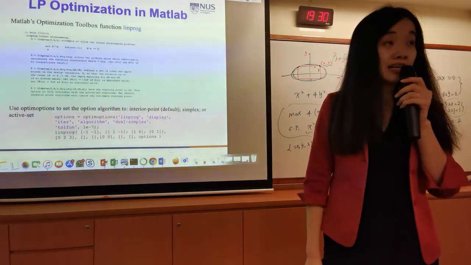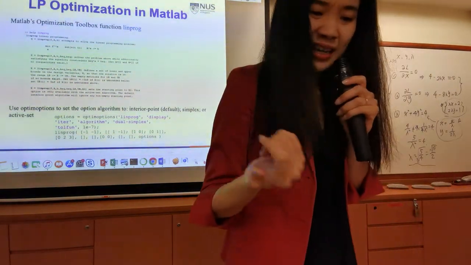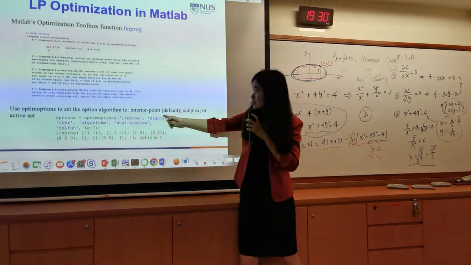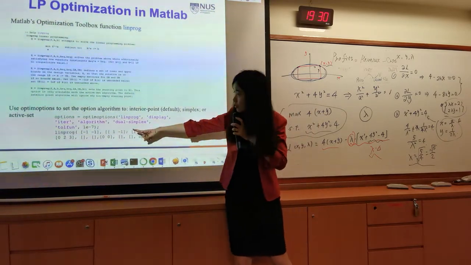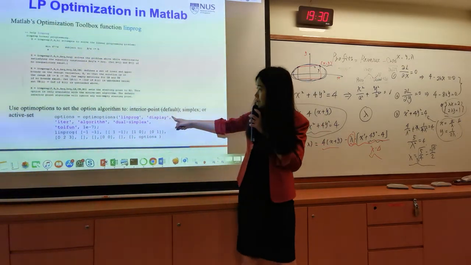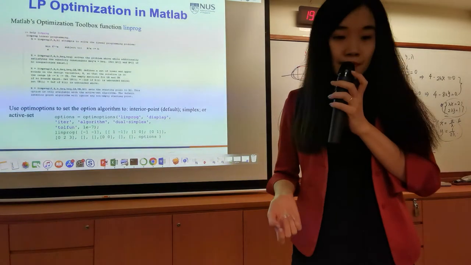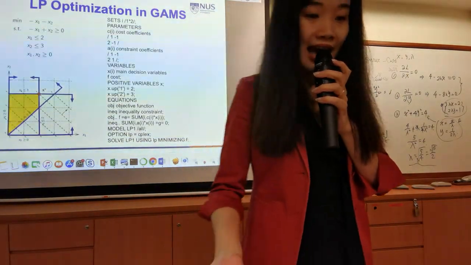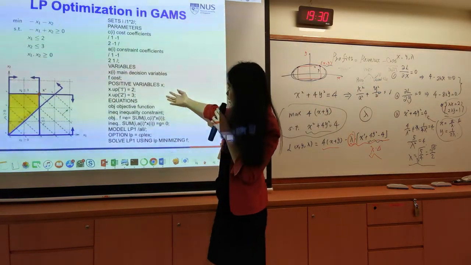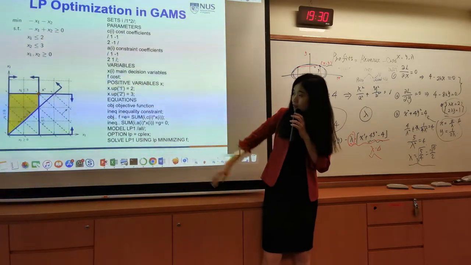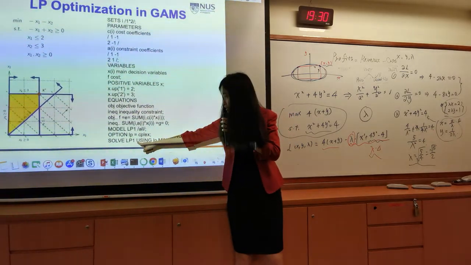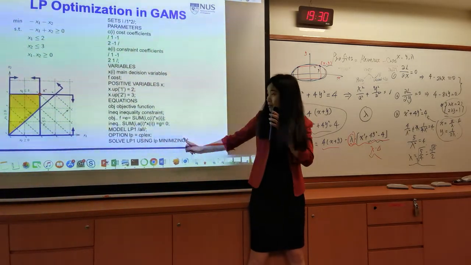MATLAB has a toolbox for linear programming that is very powerful for all the algorithms you can use. It also has a specified format. You just put all the matrix and vector forms into MATLAB and use the linprog function. It will give you the solution. But if you want to solve a larger scale problem, GAMS can be better. You still use the same way: use parameters, variables, and define the equations and model to solve it. But here, if you know it's linear programming, you just use LP, minimizing or maximizing the function.